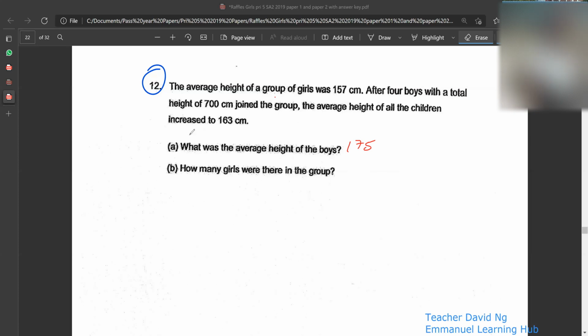Okay, you have to find the average difference between boys and all children. Average difference between boys and all children will be 175 minus 163. That's equal to 12 cm. You understand why? Yes, because I got the boys' average height, and I got the average height of all the children. So I find the average difference between boys and all children.